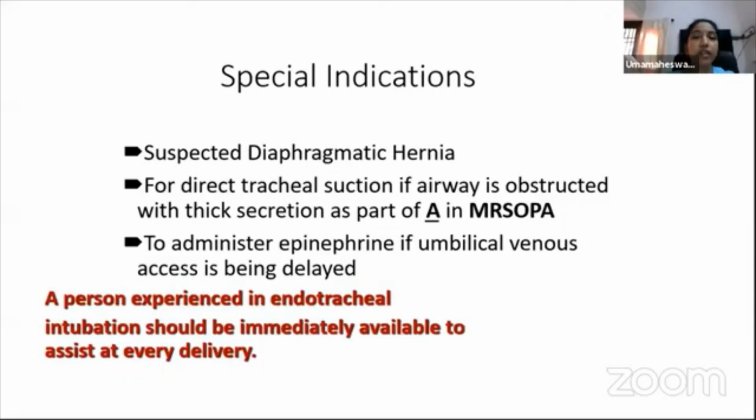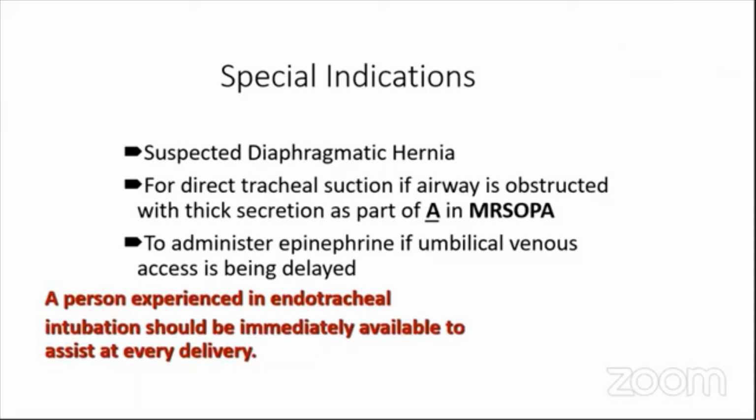Some of the special indications include a suspected or confirmed congenital diaphragmatic hernia, where we will not give positive pressure ventilation through bag and mask, but go directly to intubating the baby. Also for direct suctioning if the airway is obstructed with secretions, as a part of A in MR SOPA. I insist that even in a non-vigorous meconium-stained baby, there is no need for direct suctioning at the first point. We do it at a later stage if we find no chest rise in spite of MR SOPA, even after increasing pressure. At that time we can intubate.